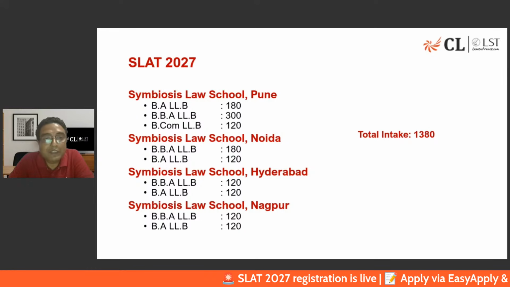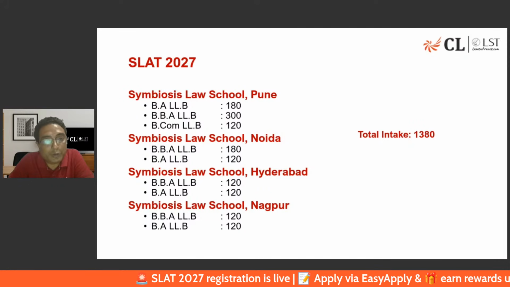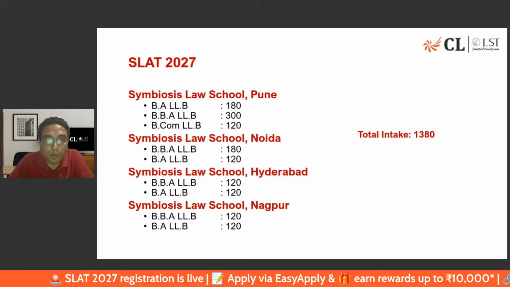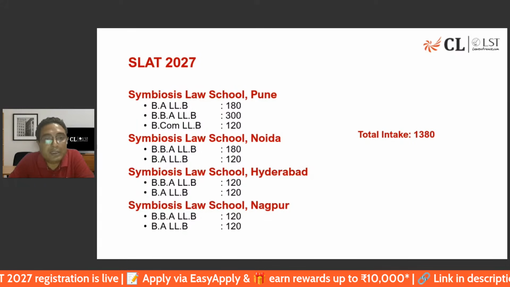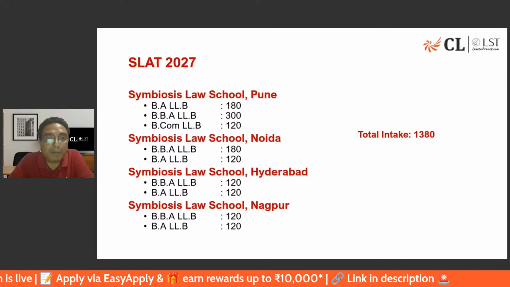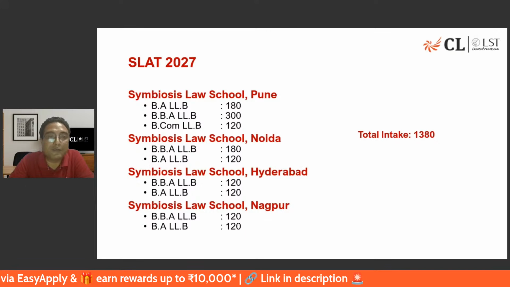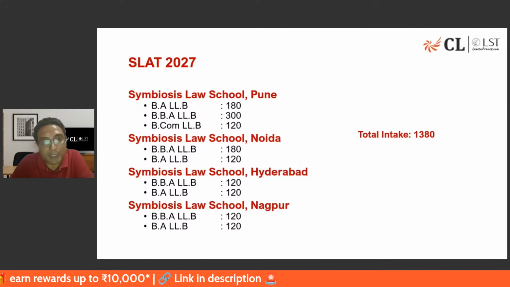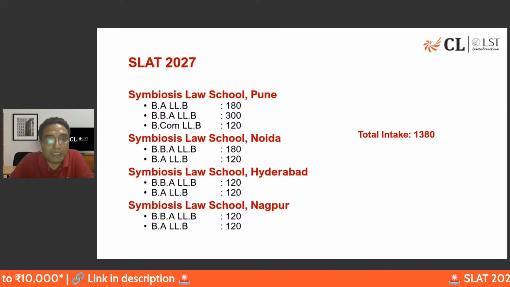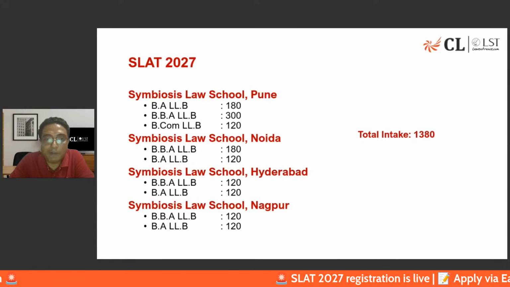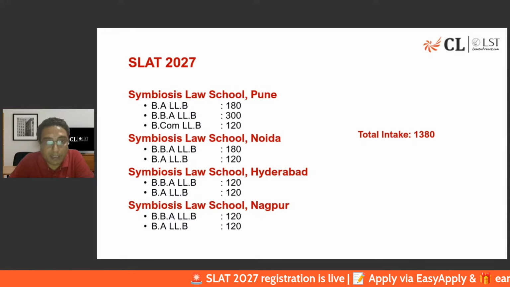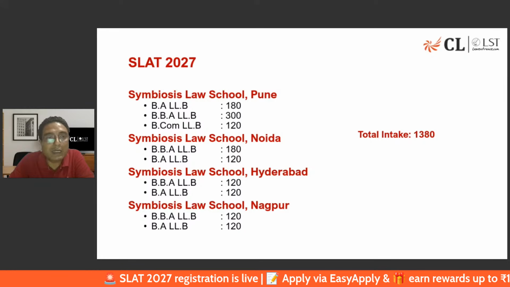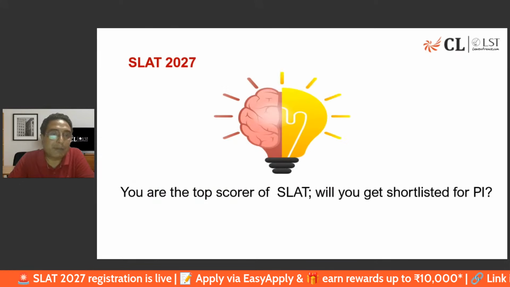Yes, there are reservations available for students belonging to the scheduled caste and scheduled tribe categories. Also, there is a seat reservation available for Kashmiri migrants, and seats available for the defense quota as well. For Kashmiri domicile students, there are seats available actually. No further reservations are available. So these are the categories where reservations are available. Even NRI students can apply for the SLAT 2027 examination.